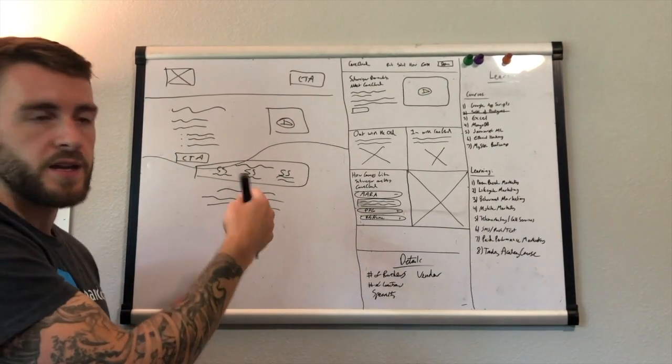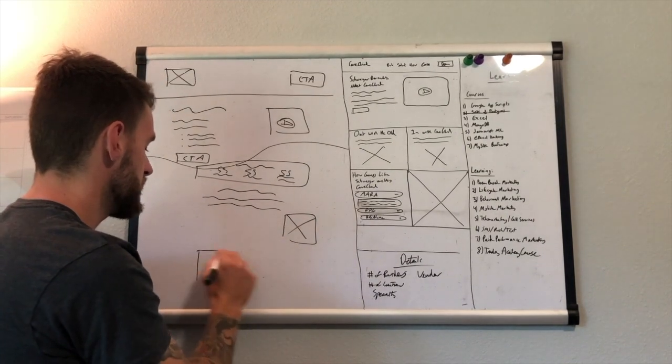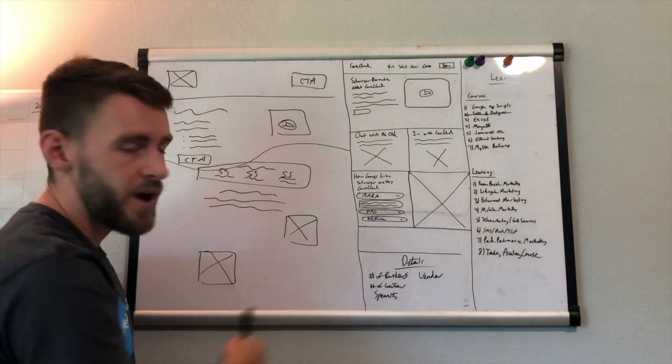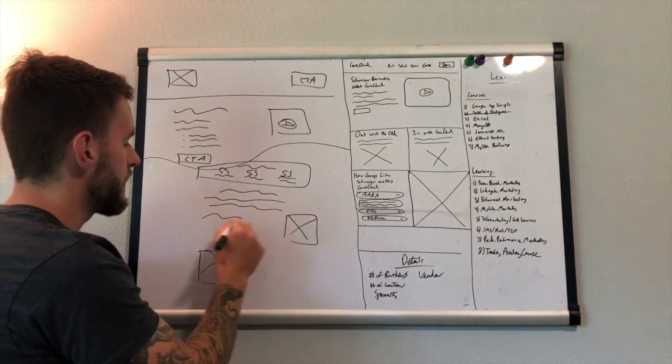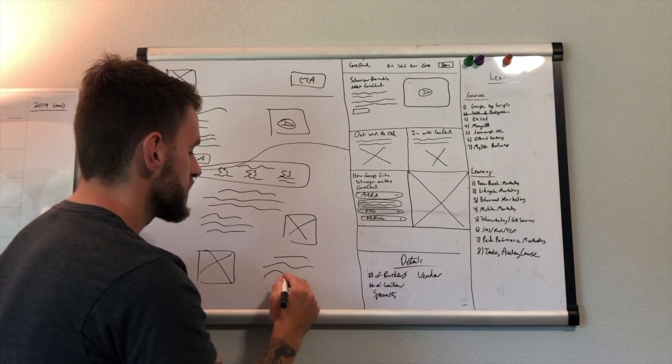rotating imagery and an explanation. So you'll have an image here, and I run out of space, but I'll probably have two more, and you'll have a headline and supporting copy for each one of these various blocks.